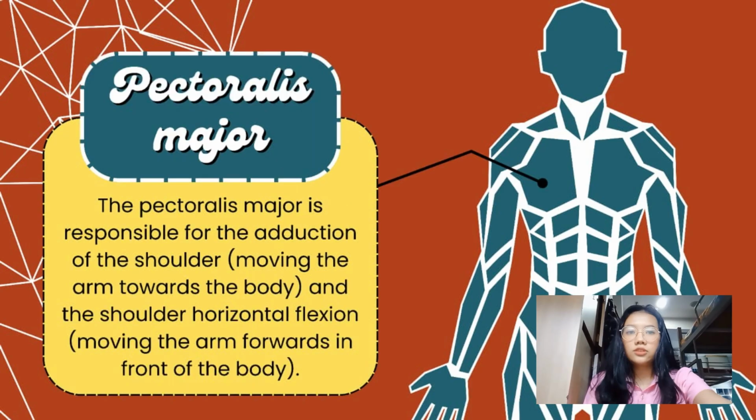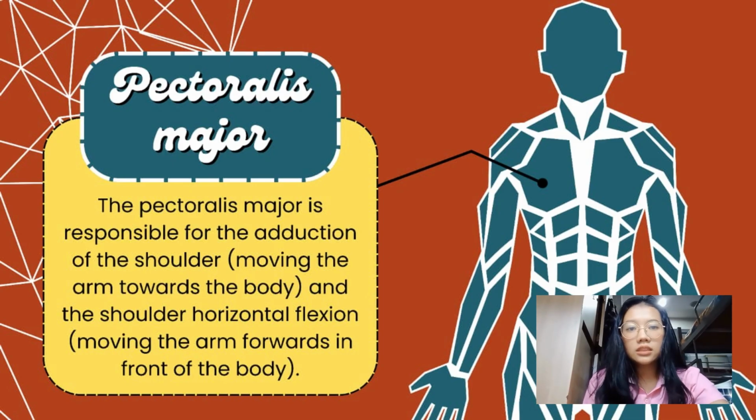Next is the pectoralis major. This is the large chest muscle. It helps us bring the arm across the body, move it forward, and perform pushing movements. For example, when we do a push-up or bench press, the pectoralis is the main muscle at work.